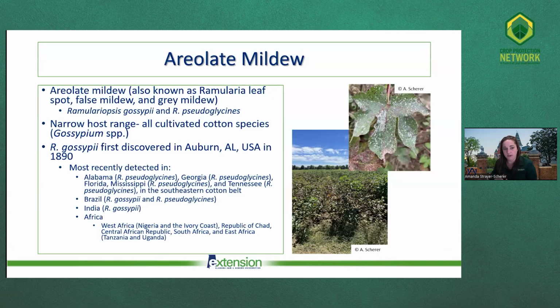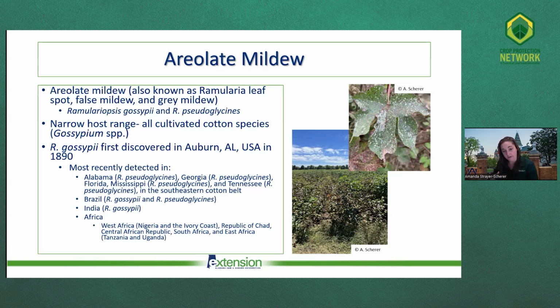So areolate mildew is also known as ramulary leaf spot, false mildew, or gray mildew, depending on what part of the world you're in. It's caused by two species of Ramulariopsis, gossypii and pseudoglycines. Previously, it was also known as Ramularia areola and then Ramularia gossypii and pseudoglycines, but Ramulariopsis is the current accepted genus for this pathogen. One of the good things about areolate mildew is that these two pathogens have a very narrow host range, meaning that they primarily affect really just cultivated cotton species in the Gossypium genus.